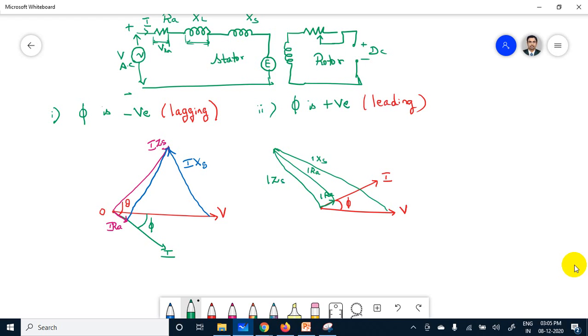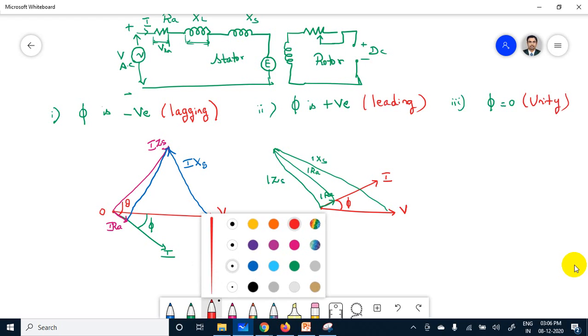The third diagram will be when phi equal to 0. Phi equal to 0 means cos 0 equal to 1. It is a unity power factor. Within your bracket you can mention it. This topic I already explained, but anyway I am just recollecting these topics.